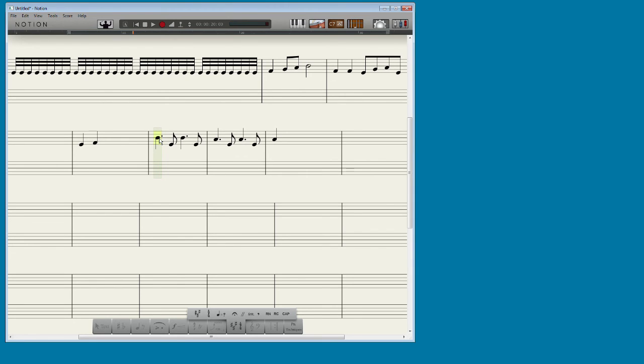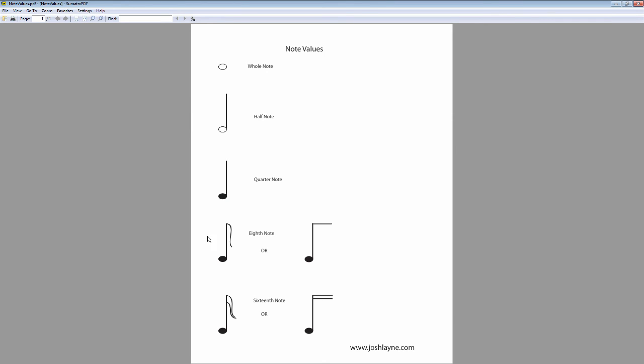So, one, two, and one, two, and one, two, and one. Sorry. One, two, and three, four, and one, two, and three, four, and one. But again, if you just count one, two, three, four, one, two, three, four, that is a super easy way. So if you encounter a dotted note, start counting the pulse of the next note down the line, the next fastest note, right?